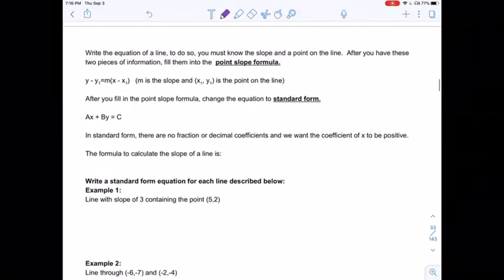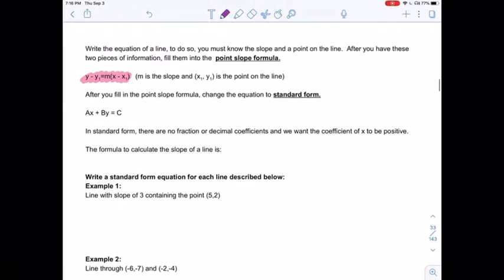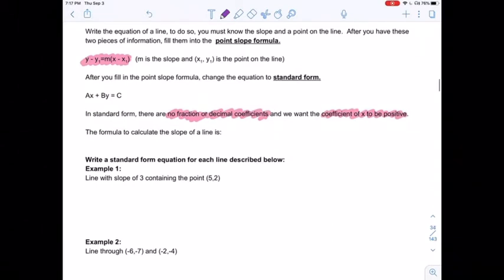So we have point slope form, which is y minus y1 equals m times x minus x1, where x1, y1 is a point on the line. And we have standard form. Now remember, in standard form, we have no fractions or decimal coefficients, so the big number's out front. And we want our leading coefficient of x to be positive, so a cannot be a negative value.